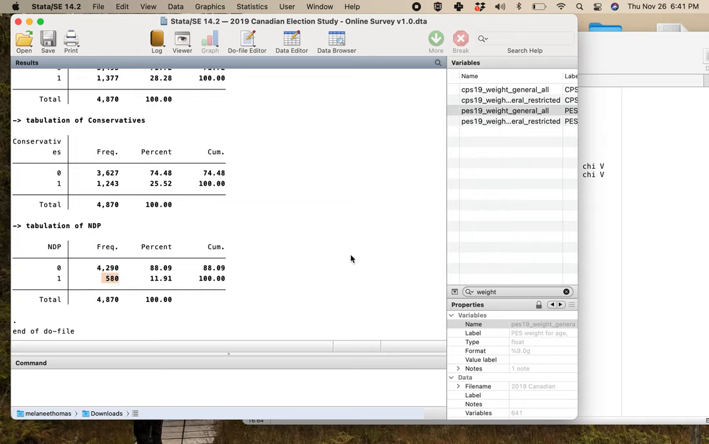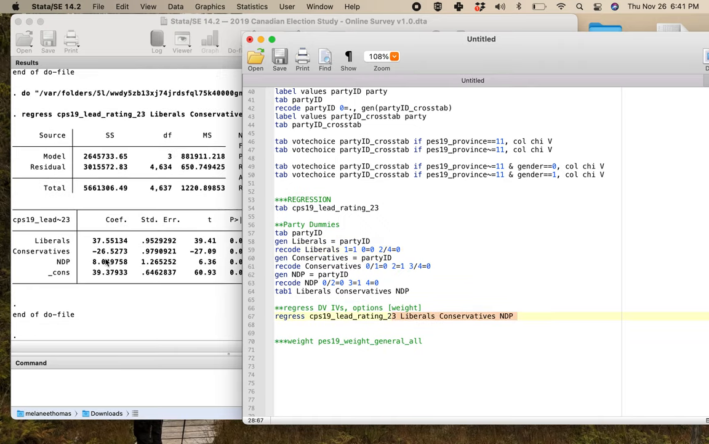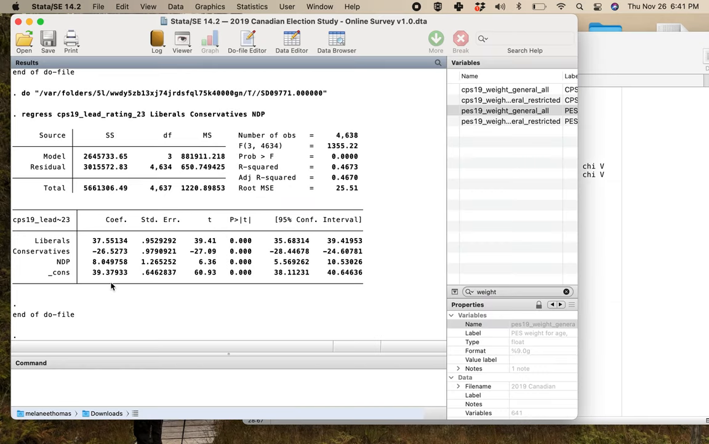So what this means is that if I put this leader rating into a regression with these three partisan groups, I can get a really great regression. The constant is telling me about everybody for whom all the party IDs are 0. So these are people who identify with the Bloc, people who identify with a minor party, and people who don't identify with any party at all. It's basically anybody who's not a Liberal, not a Conservative, and not a New Democrat. Their average rating of Justin Trudeau is about 40 points on that 0 to 100 point scale.